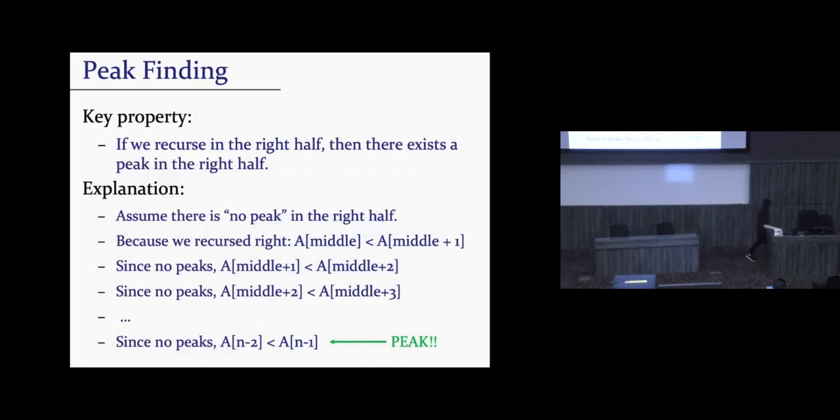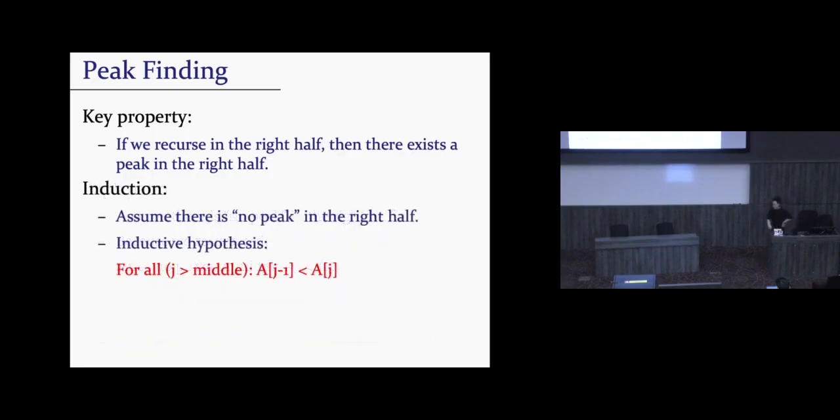So again, to recap, this is the idea. We arrived at a contradiction. Since we arrived at a contradiction, our assumption for contradiction was wrong, which means there must be a peak in the right half, right? Repeat the argument for the left side. We're not going to go through that, but that's the idea. So we've very informally proved that if our algorithm recurses on the right side, there is a peak on the right half, right?